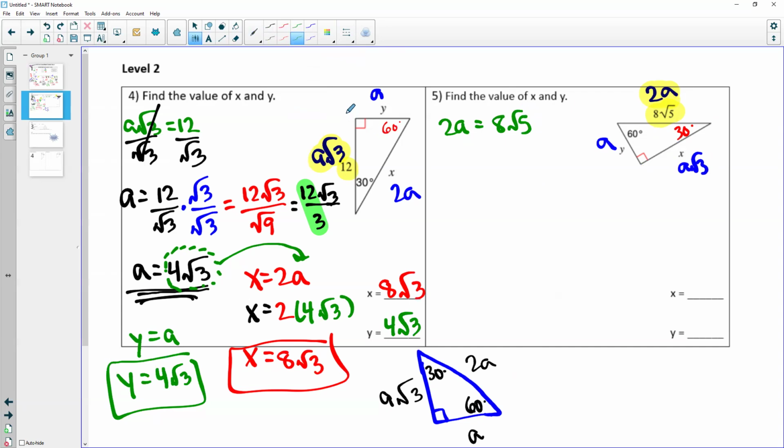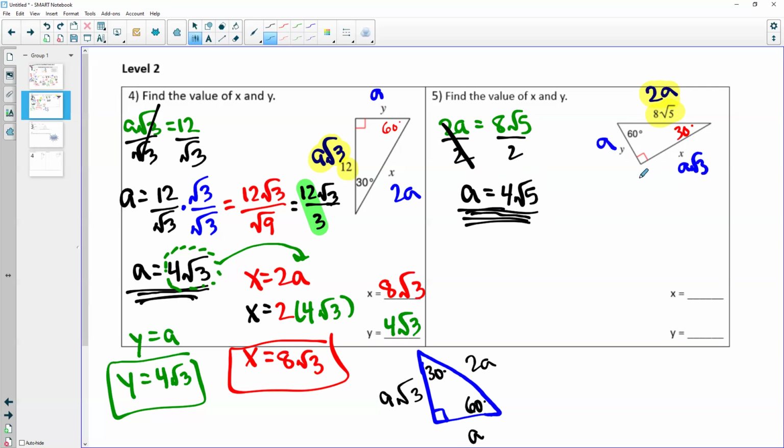Well, if that's the case, then we need to solve for A. How do I solve for A here? I need to cancel out the times 2, so divide by 2. That cancels out, leaving you with A is equal to, well, you just divide the numbers right here. 8 divided by 2 gives you 4. So we're left with 4 square root of 5. The value for A is 4 square root of 5.